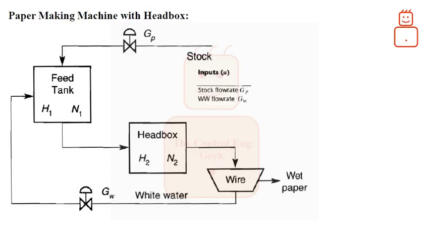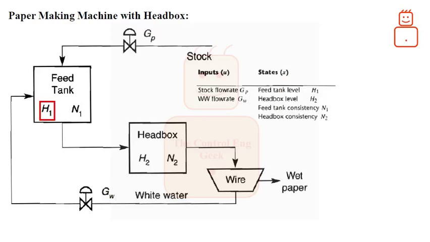As control manipulators, we have the stock flow rate GP as well as the white water flow rate GW. As states, we have feed tank level H1, headbox level H2, feed tank consistency N1, and headbox consistency N2. As measured output, we have H2, N1, and N2. And finally, as controlled outputs, we have H2 as well as N2.